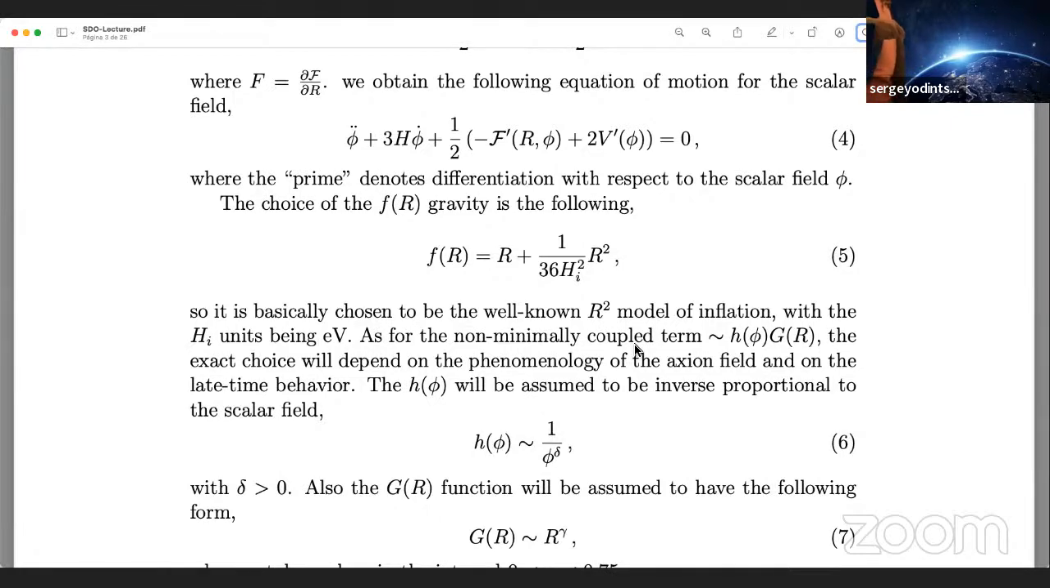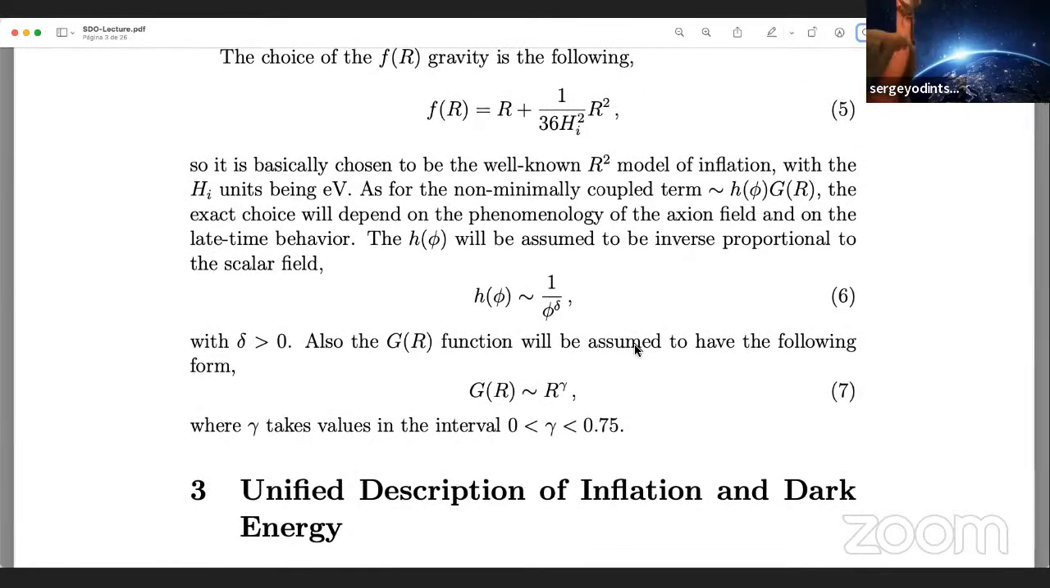To do this, we propose that this function is inversely proportional to the scalar field with some power, where this parameter is positive. Also this function g, which is multiplied by the function of the scalar, has a power law form with parameter gamma, which lies between these two values.